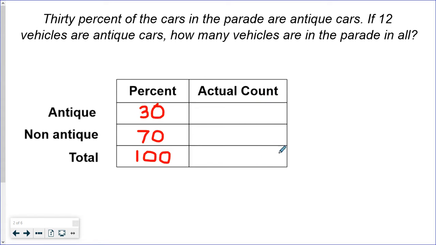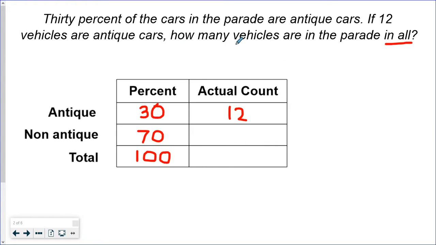It says, if 12 vehicles are antique cars, then how many vehicles are in the parade in all? Anytime you see the words in all, that's a fancy way of writing total. So I know that there are 12 vehicles that are antique. I'm going to put that 12 in this row here, because this is the antique row. I don't know how many are not antique, and I don't know the total.